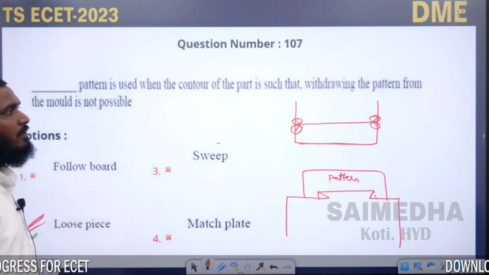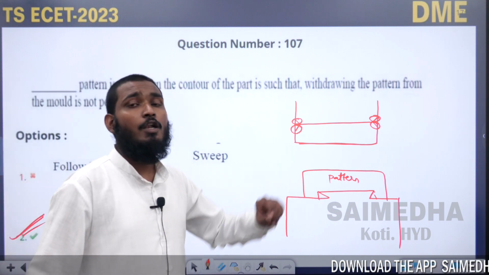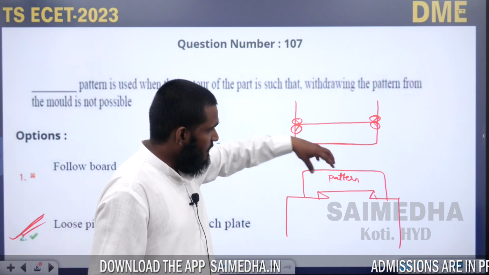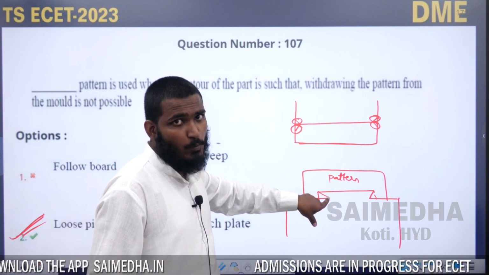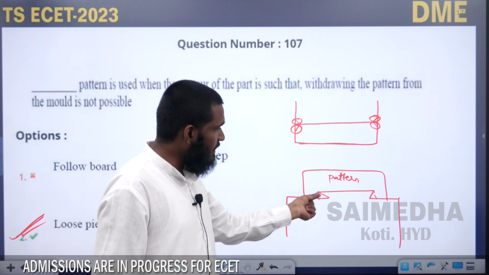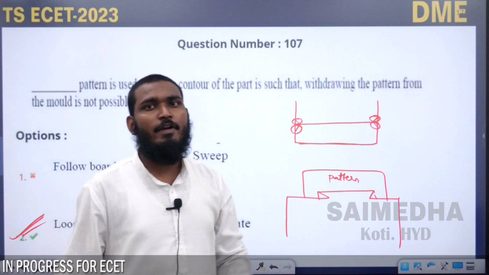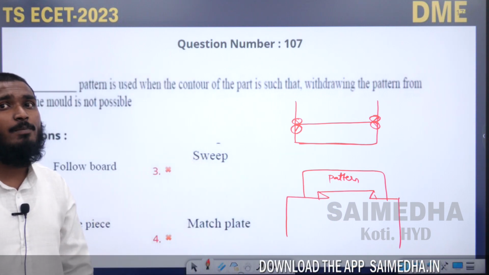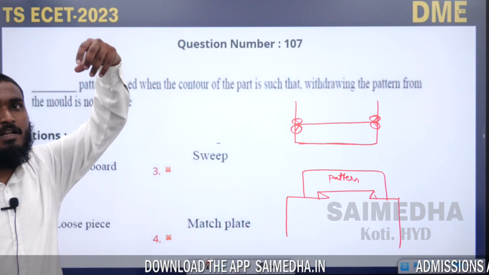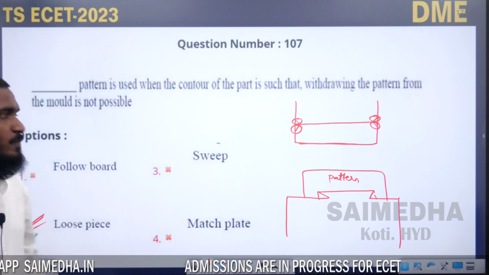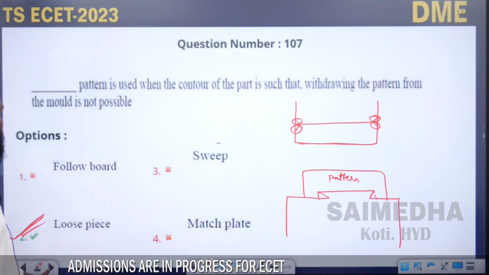We call that type of pattern a loose piece pattern, because first we take this complete pattern, which is not fixed with the small piece, so we can remove it very easily. Then we take out these small pieces. That's why we call it a loose piece pattern. Whenever withdrawal of the pattern becomes very difficult, in those cases we use the loose piece pattern. So option 2 is correct.